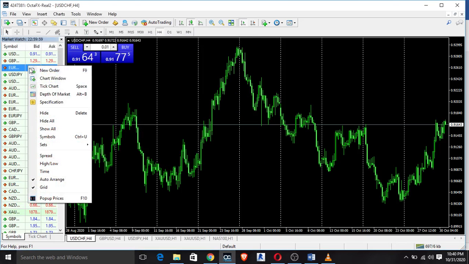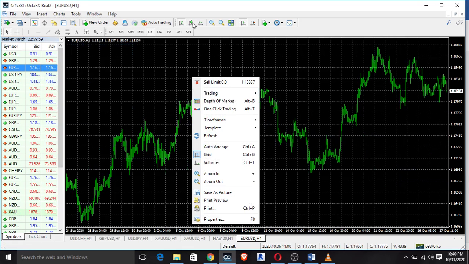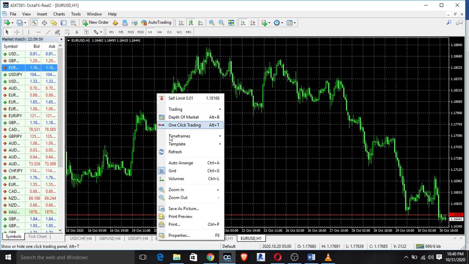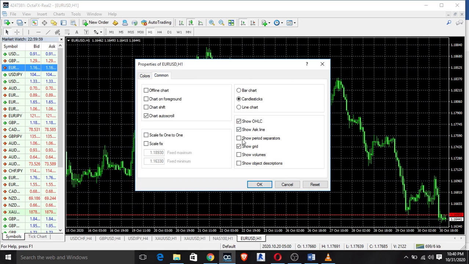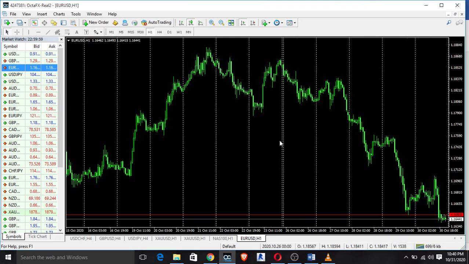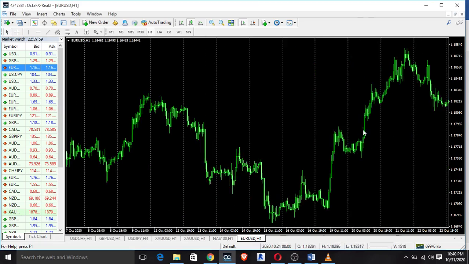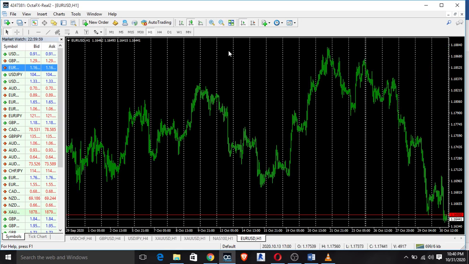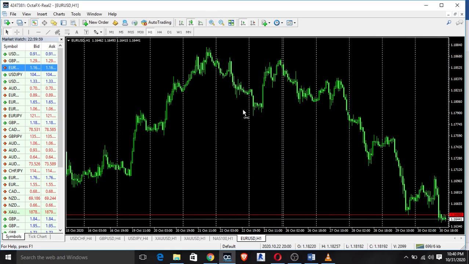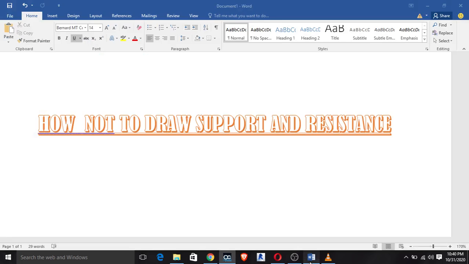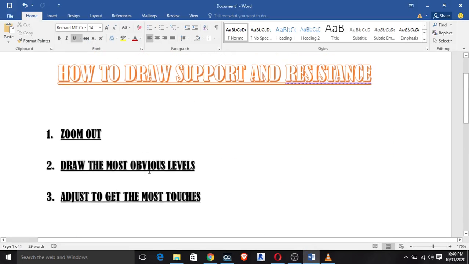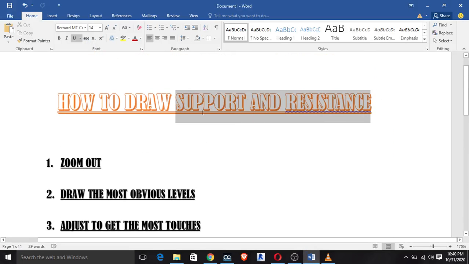Sorry, gashi ko chart window. Candlestick. So bari in cire grid ɗin saboda na fi jin daɗin amfani ba da grid ba. So kun gani, so yanzu kun ga this is our chart. So yanzu abu na farko da za ka consider idan za ka draw support and resistance shine the mental thing, shine how to draw support and resistance.